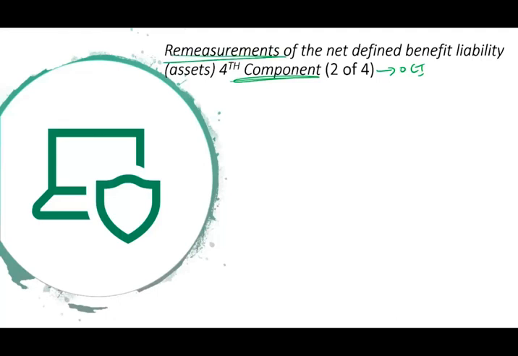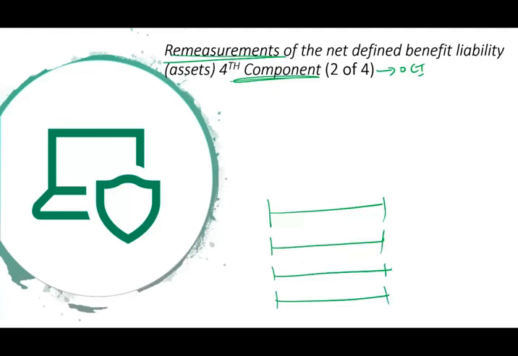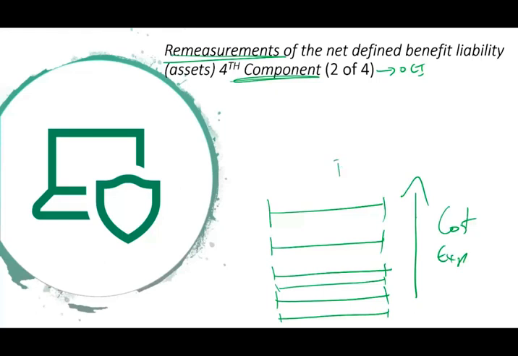Remember when I started talking about pension, I said when there's a pension, an actuary will have to go and guess how many years you're going to live after retirement, what's going to be your future salary, and other factors. Let's assume people are living longer. Then guess what? We have more cost, more expense. So we're going to remeasure the obligation. We're going to remeasure the present value of the DBO, and it's going to go up. Now, when we remeasure it, that's going to go into OCI.